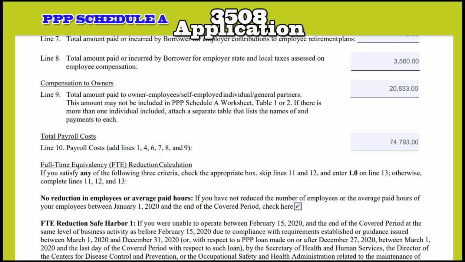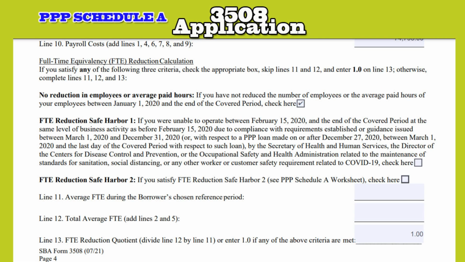We're good here. So all we need to do, that means that we did not reduce any employees. We kept them all full-time, or we hired new employees. So what we would do is we will check this box where it says no reduction in employees or average paid hours. We would check that box. We will skip line 11 and 12. And on line 13, we would add 1.0. Okay, and that will finish filling out the PPP Schedule A.